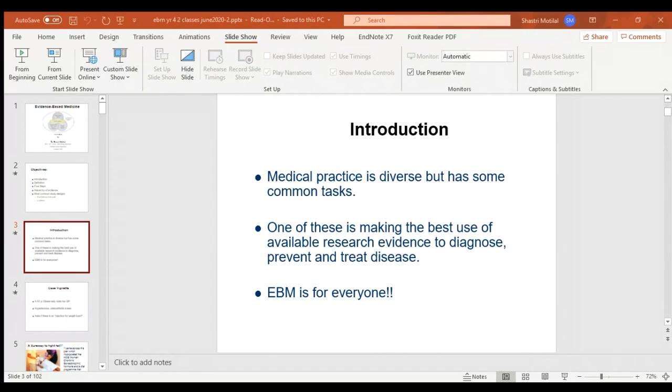Right. So the topic of evidence-based medicine, guys. What we'll go through this morning is a little bit of an introduction. We'll go through a definition of what EBM is, the 5 steps of evidence-based medicine, something called the hierarchy of evidence, and the common study designs.